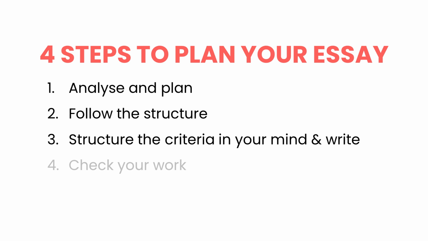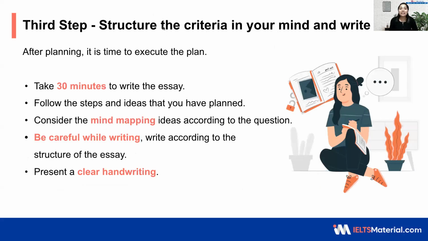Our third step is to structure the criteria in your mind and write. To do this, you need 30 minutes to execute the plan. That is, you have already made the notes, you have already collected the ideas, you have taken them in the form of bulleted points, and now it is time that you take exactly 30 minutes to write your essay.